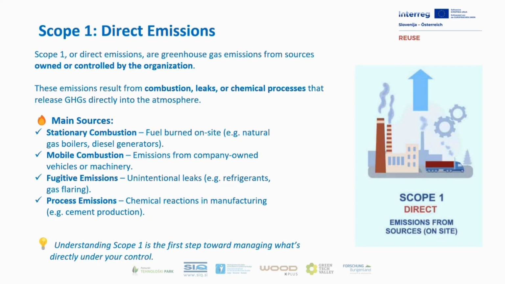The first one is stationary combustion. This includes emissions from burning fuels on site, like natural gas, diesel, or coal for heat, energy, or industrial use. For example, if a manufacturing facility uses a natural gas boiler for heating, the combustion process will release CO2 into the atmosphere.